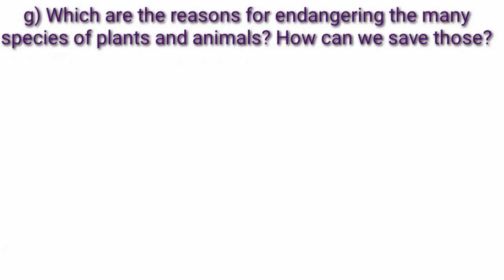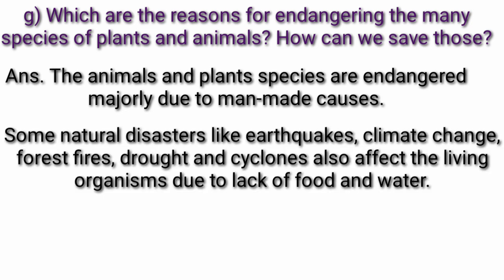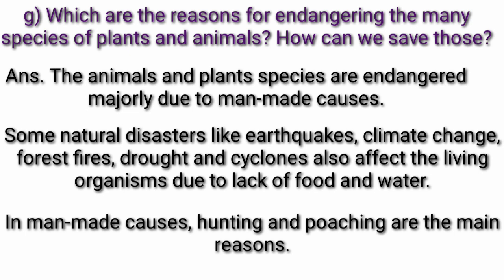Next question G. Which are the reasons for endangering many species of plants and animals? How can we save those? Answer. The animal and plant species are endangered majorly due to man-made causes. Some natural disasters like earthquakes, climate change, forest fires, drought, and cyclones also affect the living organisms due to lack of food and water. In man-made causes, hunting and poaching are the main reasons.